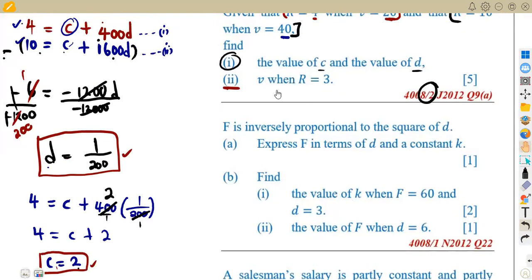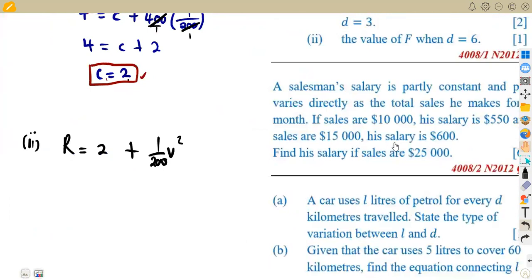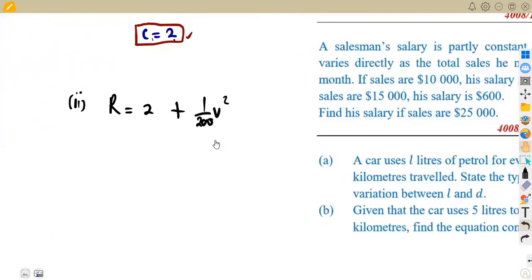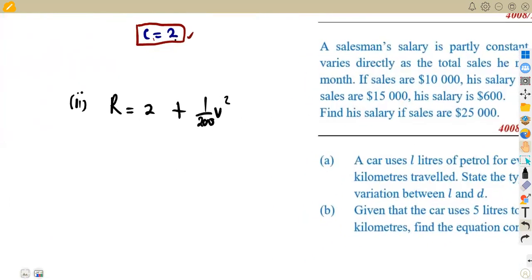find V when R is equal to 3. We are now given that R is equal to 3. So you are simply substituting, because we have this formula connecting these two. So R in this case is given as 3. So 3 is equal to what? 3 is going to be equal to 2 plus 1/200 V squared.